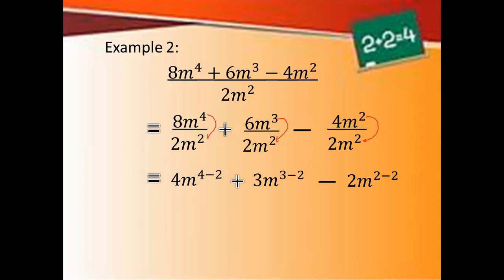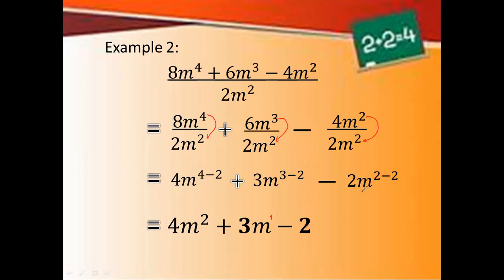All right. So we have now our final answer. 4m, 4 minus 2 is 2. So that is why 4m squared. And 3m, 3 minus 2 is 1, right? So that is why we have here 3m, minus 2.